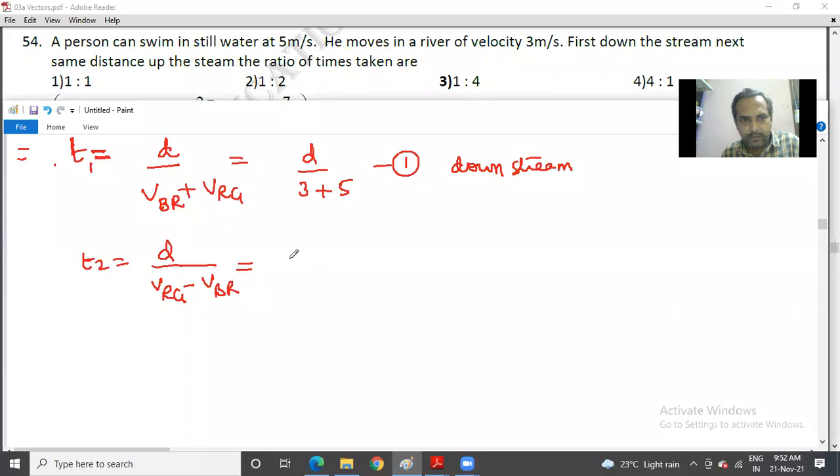So this will be D by VRG is 5, VBR is 3. So this will be D by 2. So you call this equation 2. So this will be D by 8.